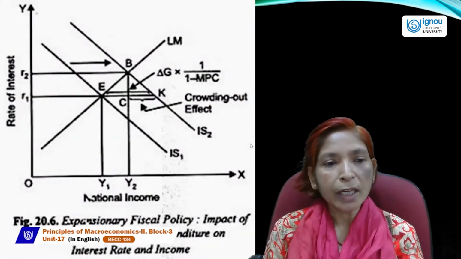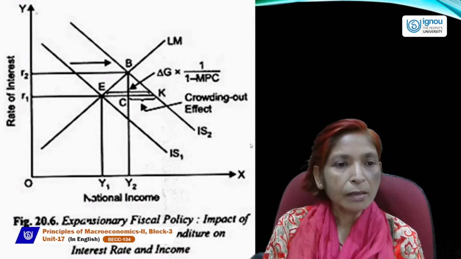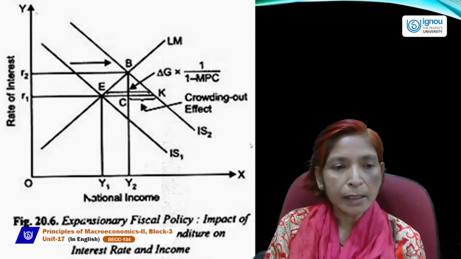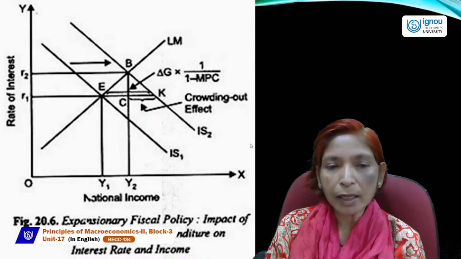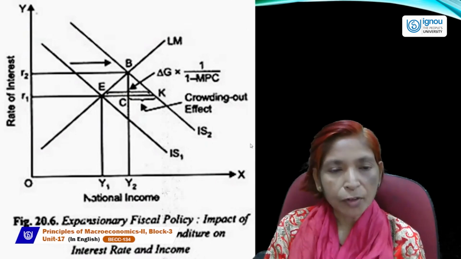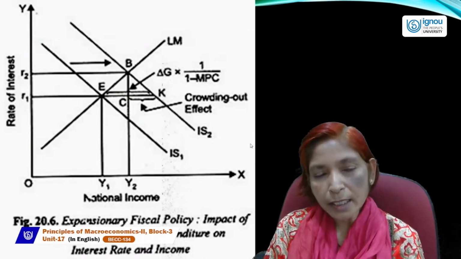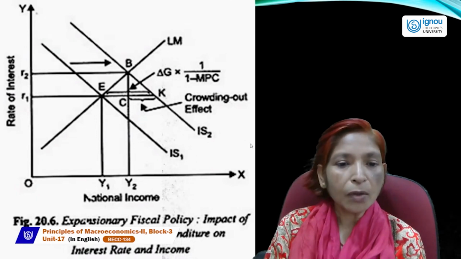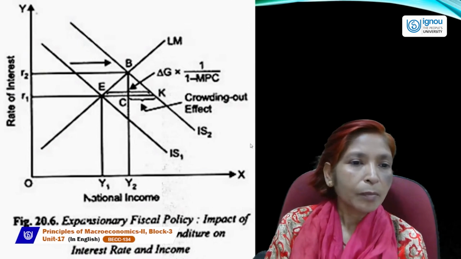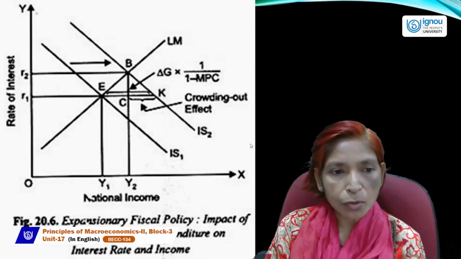This crowding out we can show with the help of another diagram also. Here the IS curve shifts from IS1 to IS2, and this is the change in delta G. Delta G is the change in government expenditure. If government expenditure increases, then the IS curve will shift to the right. At this new IS curve, the equilibrium point will be B. At this point, the rate of interest will be R2 and the income level will be Y2.